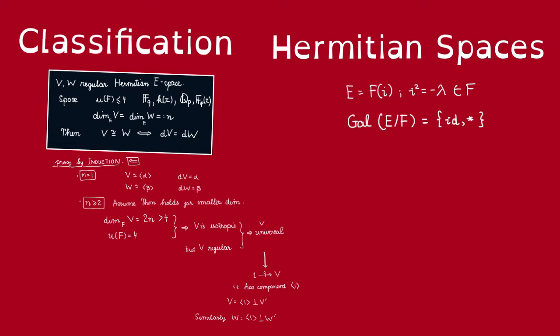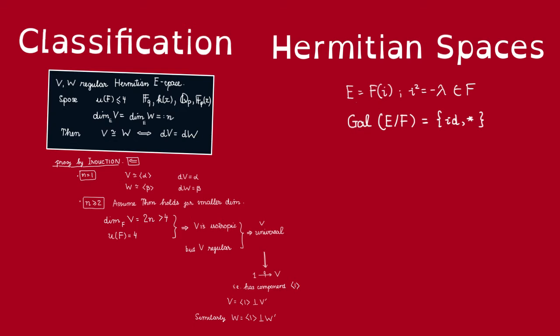Okay, so let's say F is such a field and E is a Galois extension of degree 2. Now let's say we have two Hermitian E-spaces that are of the same dimension over E. Then they are isometric if and only if they have the same discriminant. Of course, if they are isometric, then they must have the same discriminant, so we only need to show the other direction. So let's do that. We'll do that by induction.